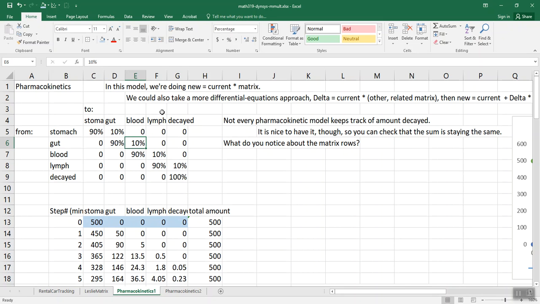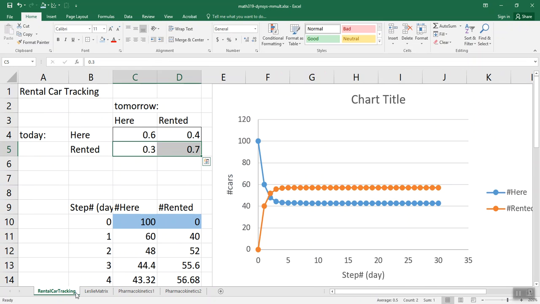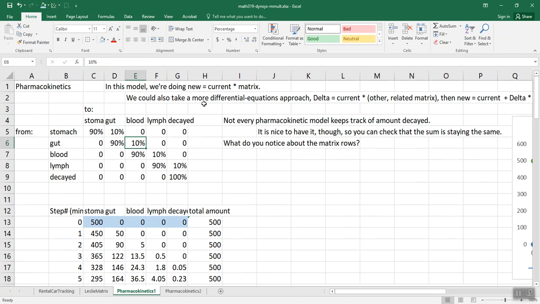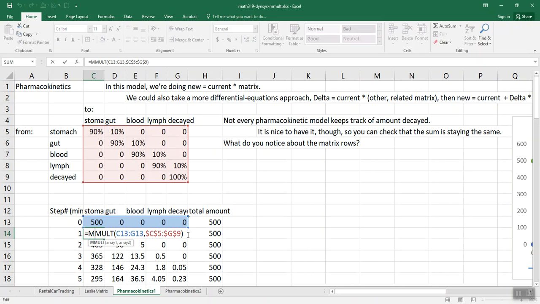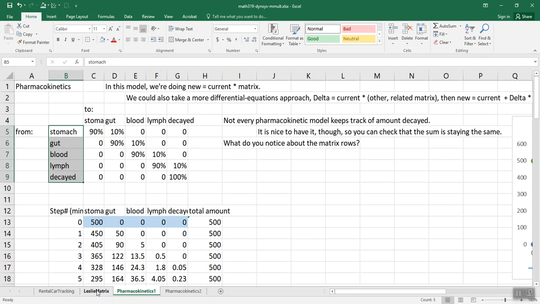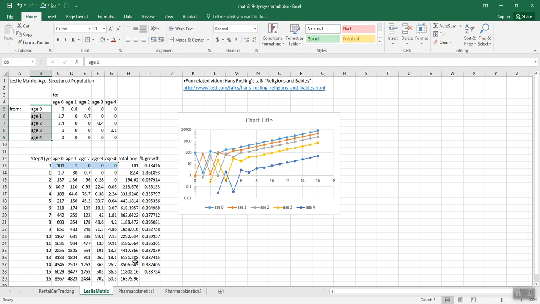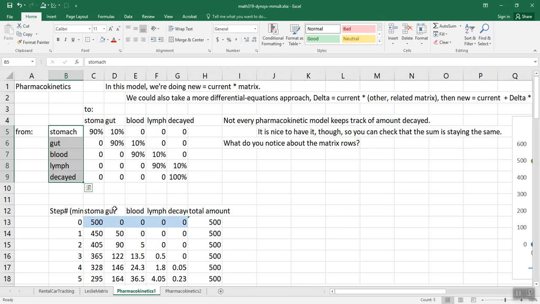blood, and we're taking an approach here like we did on the Leslie matrix and the rental car tracking, where we're saying new equals current vector times our transition matrix. So it turns out I didn't have to redo any of the matrix multiply because I happen to have the same number of compartments here as I had squirrel age categories here, just by a massive cosmic coincidence. So all I had to do was change the numbers here and the labels. I didn't have to redo any of the math.